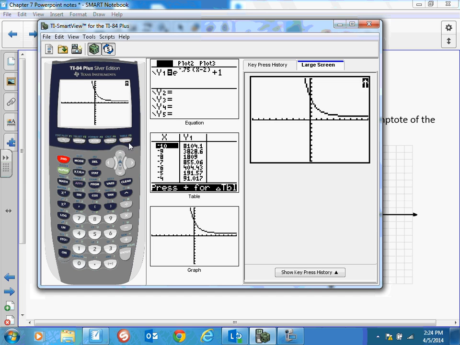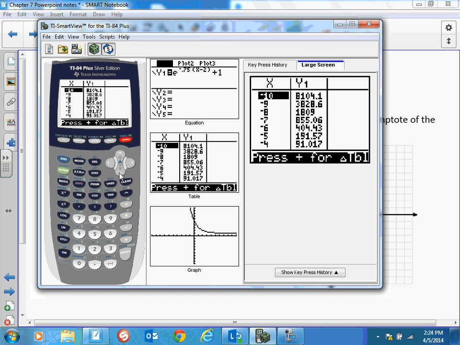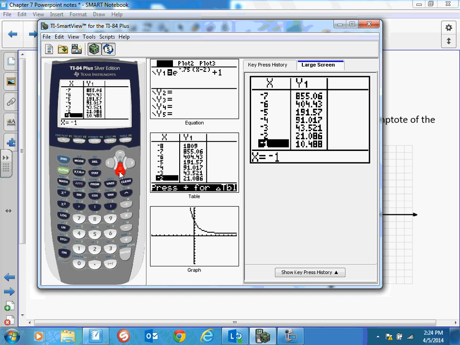So let's hit second table and look at some of these points, okay? We want points that actually appear on the graph. So the first one is 0.548. So let's plot that, 0.548.